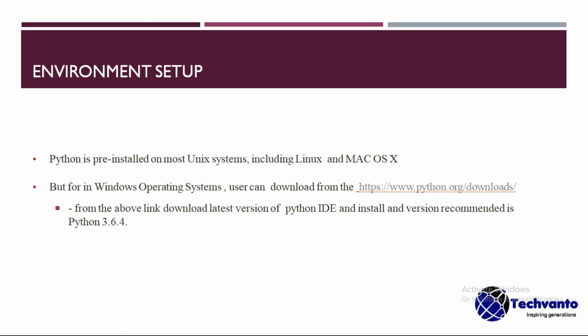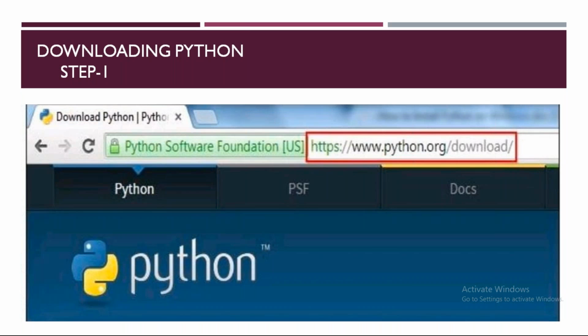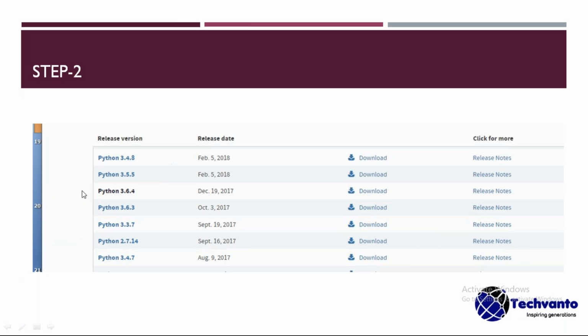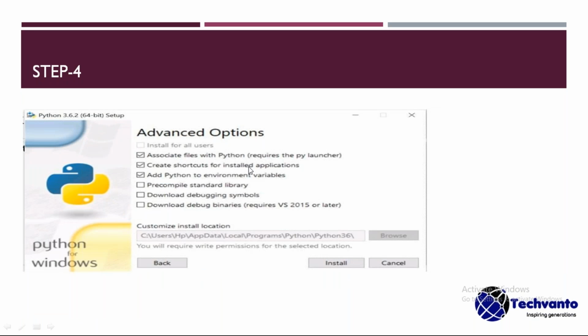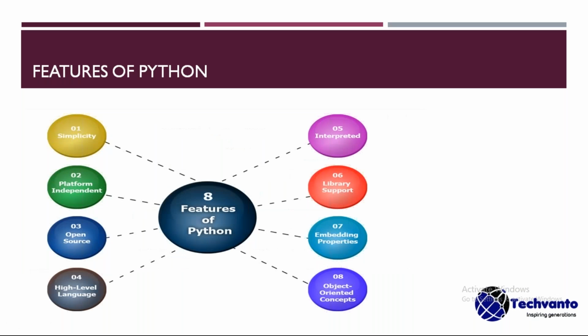Otherwise, you can choose this. It is very good. The following steps are mentioned here. Just go to this link and click on it. After that, you can go to the release version like Python 3.6.4. Select it like this, then go to optional features and select like this, then go to advanced options, select these three, and click install, and it is going to be installed.